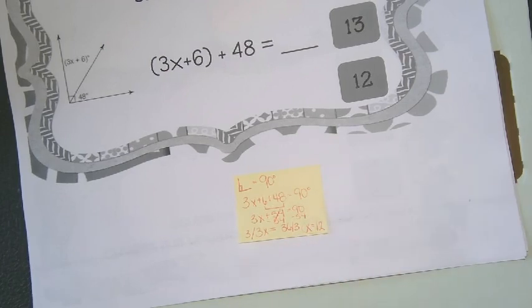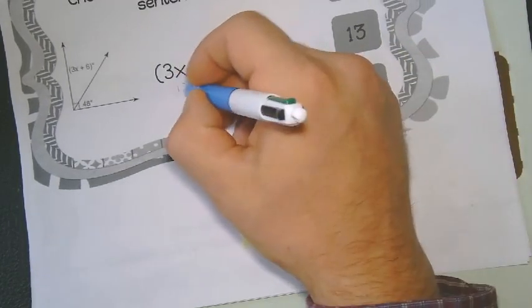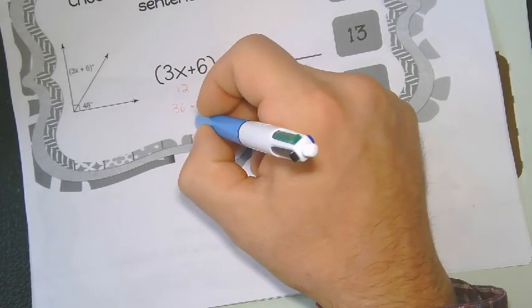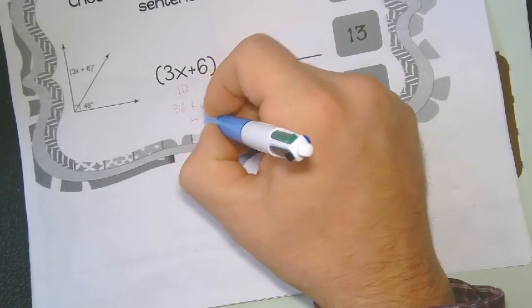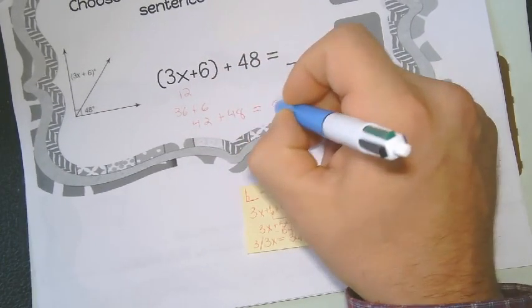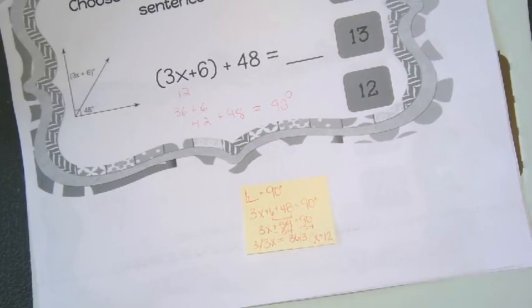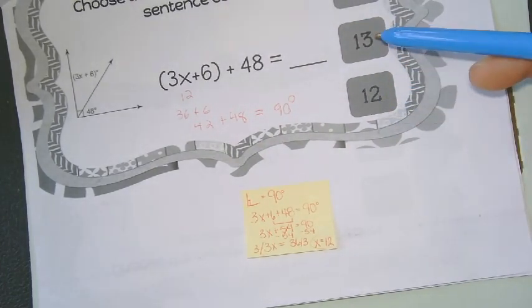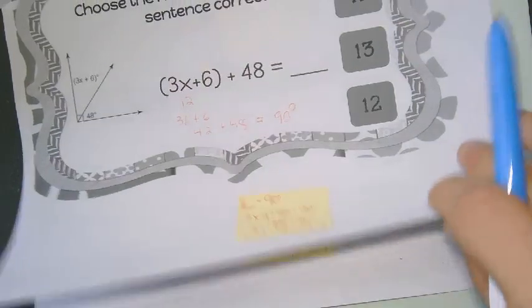Now, if you're not sure you're right, go ahead back, put 12 in. You'll see 36 plus 6, and we get 42 plus 48. And we both know that that equals 90 degrees. All right, so 12 is correct. It's a complementary angle of 48. But 11 and 13 are not.